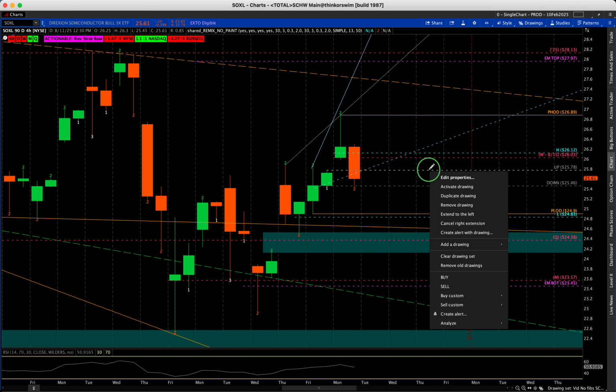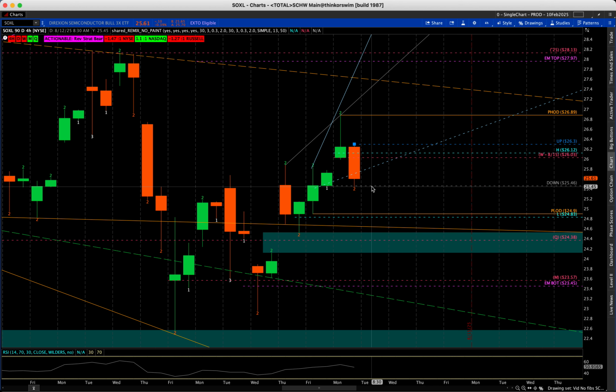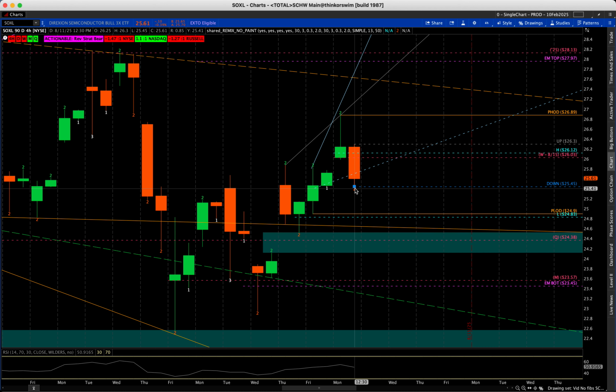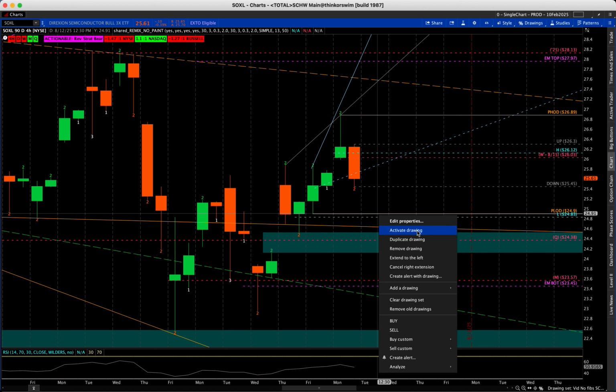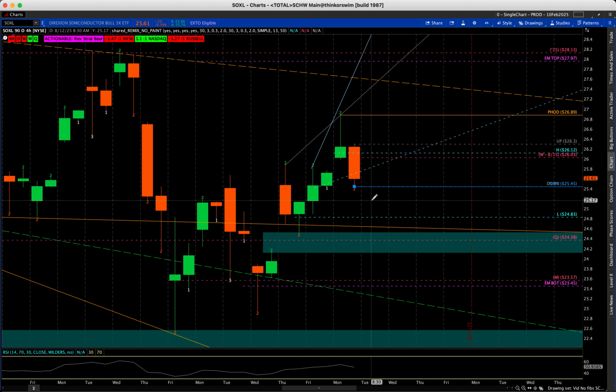Oops, cancel. Activate. We'll take the 4-hour trigger to the upside, move it to the high of the second 4-hour candle of today. Same with the 4-hour trigger to the downside. We move it to the low of the second 4-hour candle of today. And the previous low a day now moves to today's low a day, right?